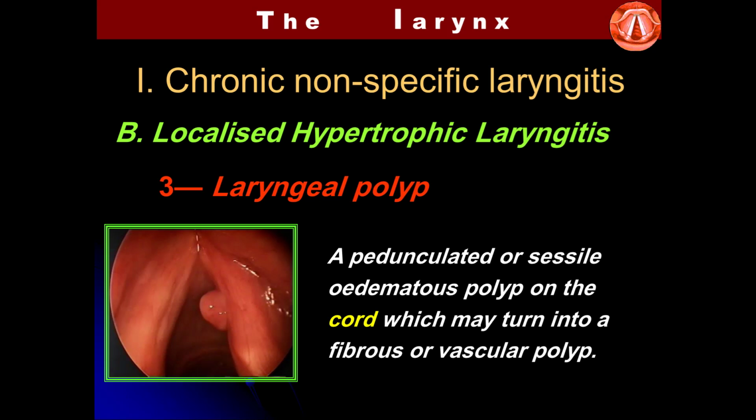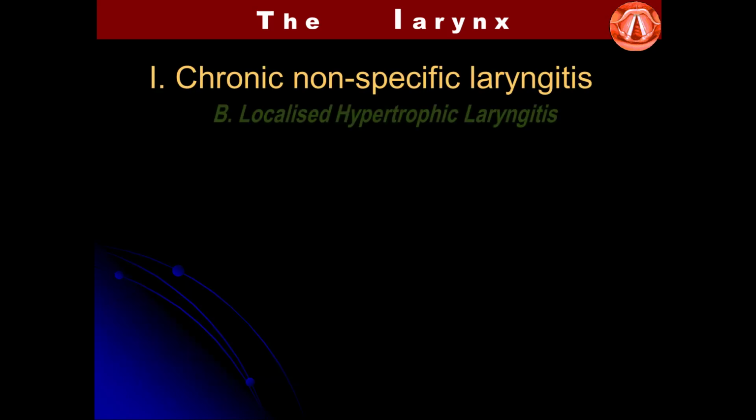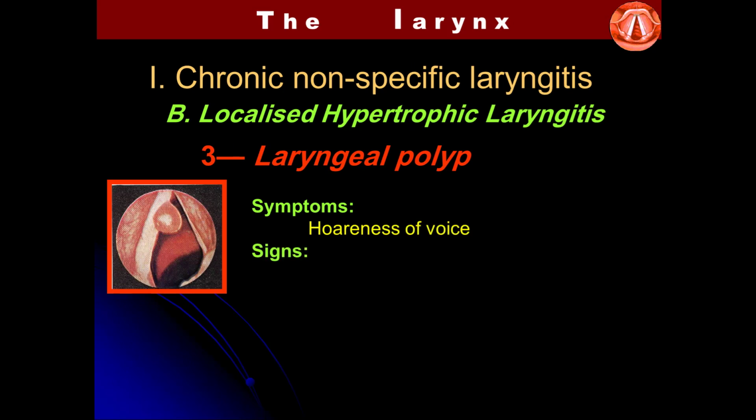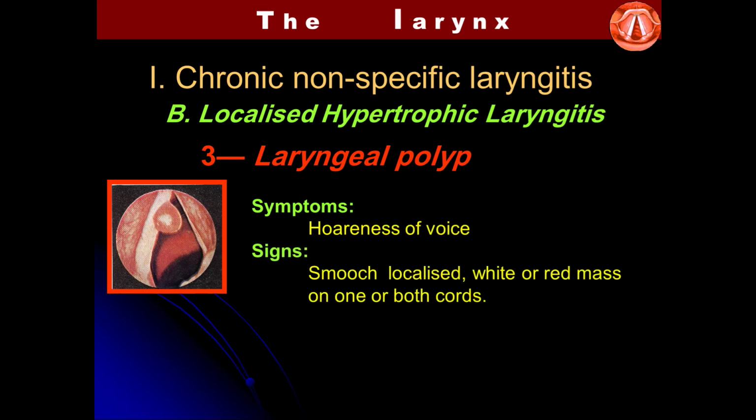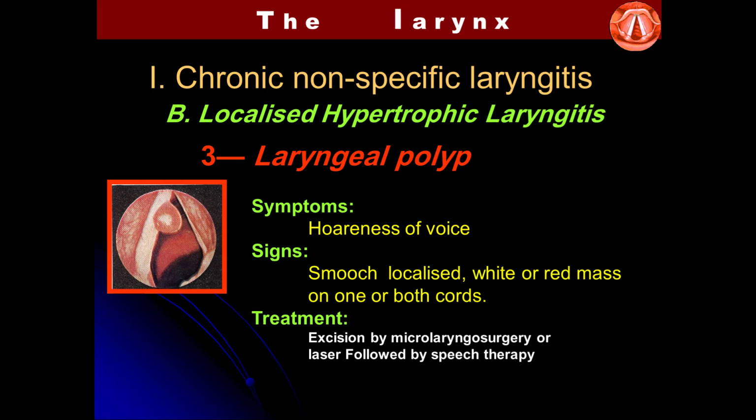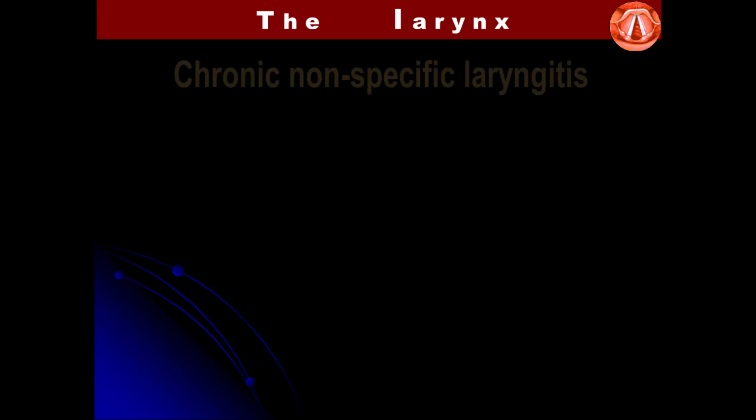As regards the laryngeal polyp, it is a pedunculated or sessile edematous polyp on the vocal fold, which may turn into a fibrous or vascular polyp. This usually occurs at the junction of the anterior and the middle third, causing hoarseness of voice, and the treatment is simply microlaryngeal surgery followed by speech therapy.